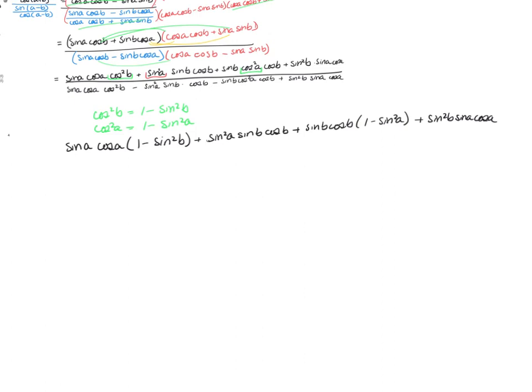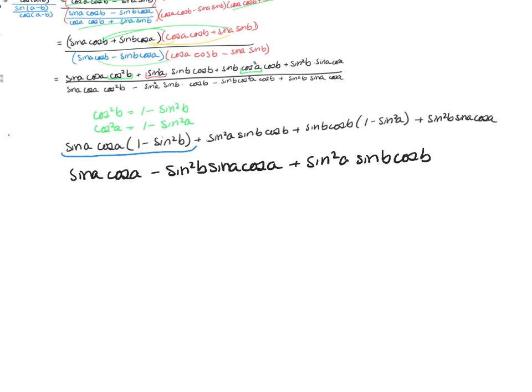I'm going to go ahead and distribute this through. So I'm going to get the sine of A, the cosine of A, minus the sine squared of B, the sine of A, the cosine of A. That is just this part. And then plus the sine squared of A, the sine of B, the cosine of B. That is just that part. Didn't do anything to it.